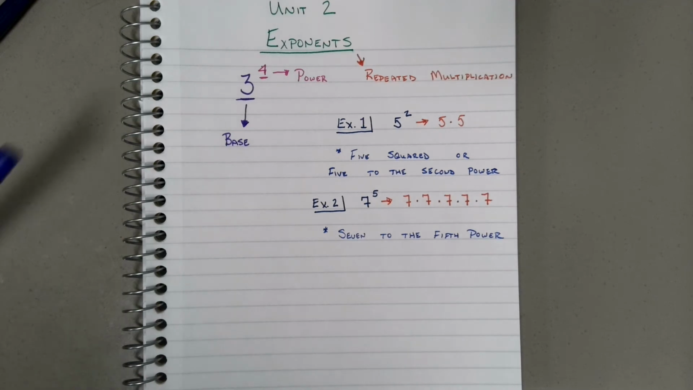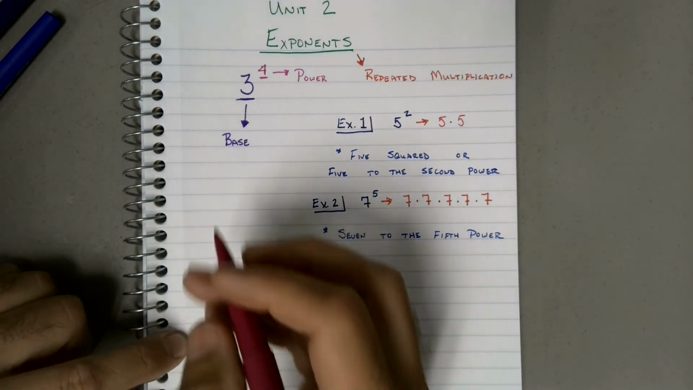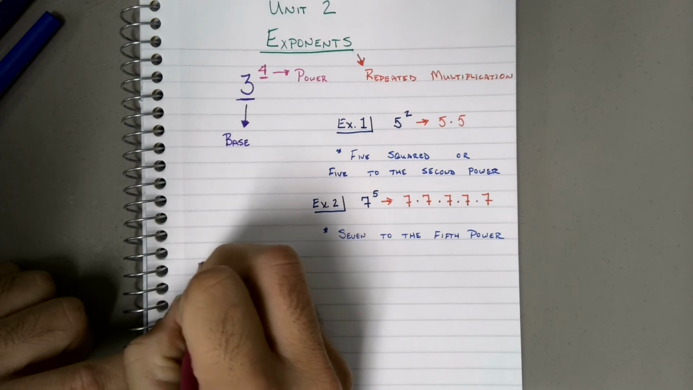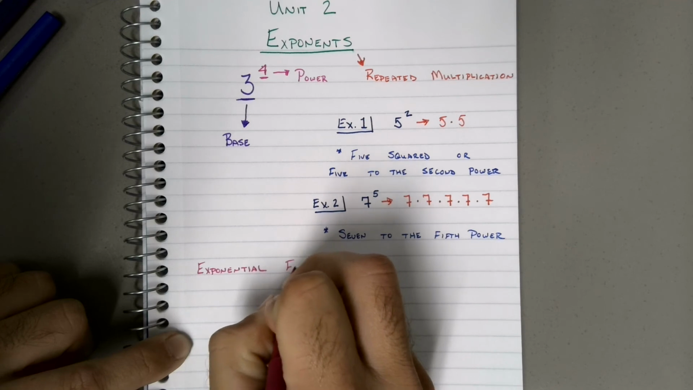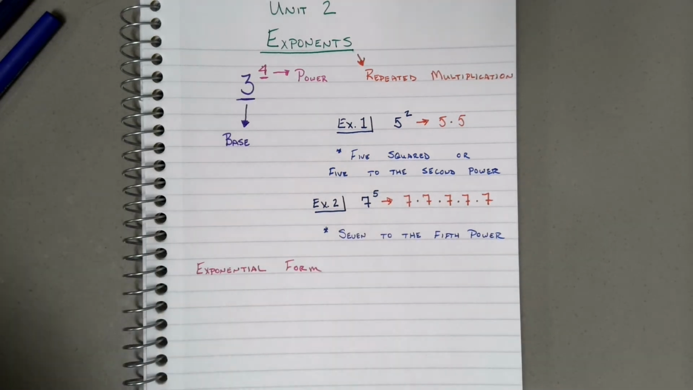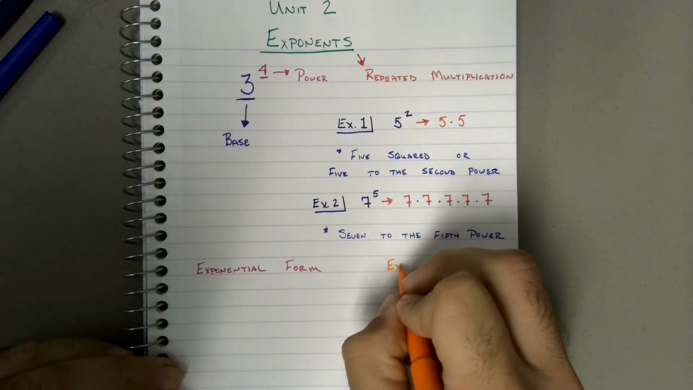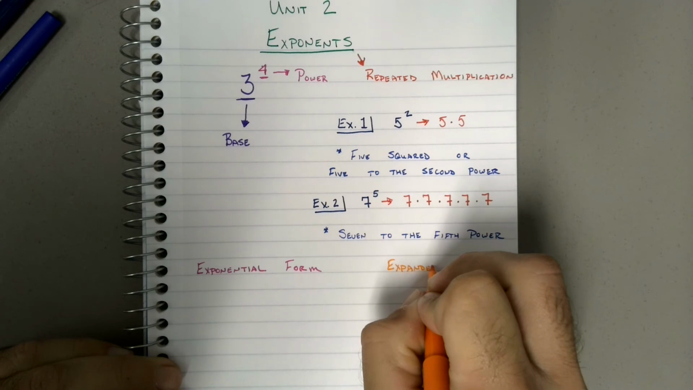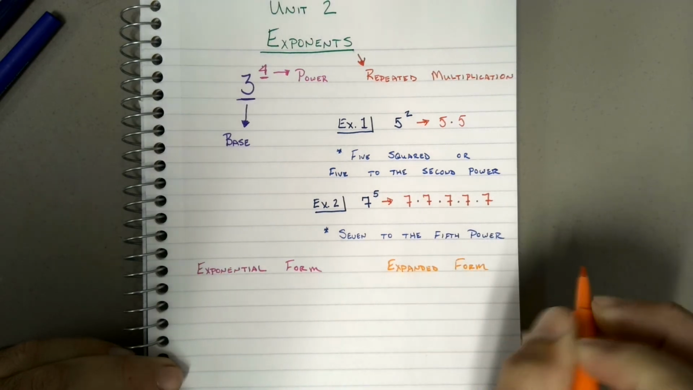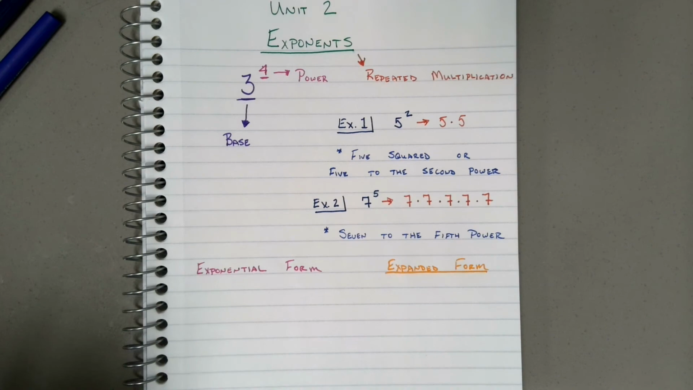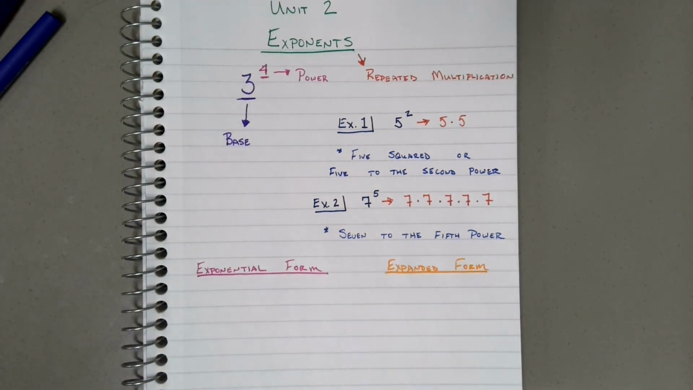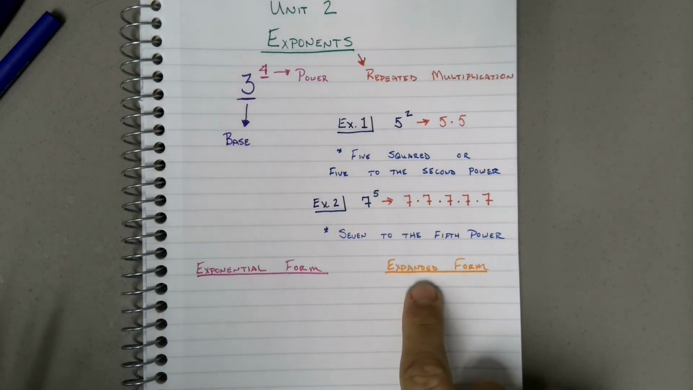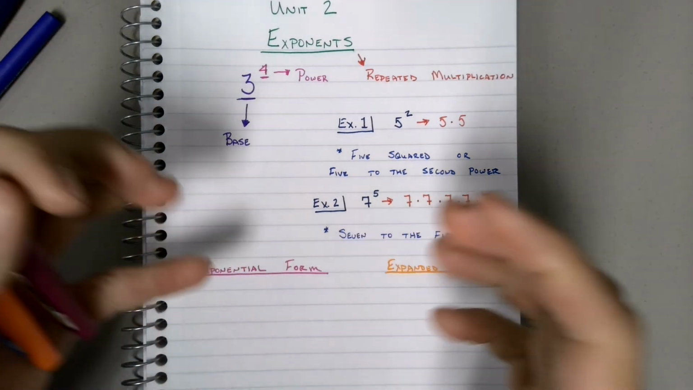So now let's talk about something else. Okay, we have 2 different ways to look at these. We have exponential form, and we have expanded form. So these are exactly what they say. Okay, exponential, you think about the word exponent. Expand, when something expands, it gets bigger.